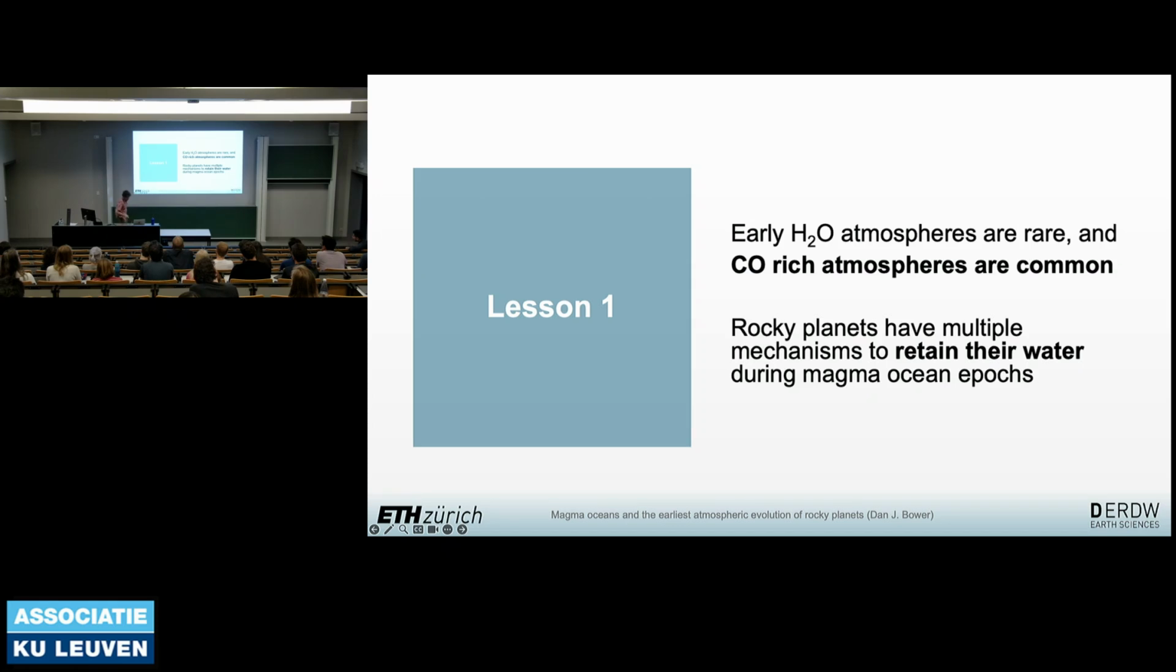Okay, so I'll wrap up here with a couple of lessons that I would like you to sort of take away from this talk. Okay, so first of all, interpret H2O atmospheres cautiously when you read about them. Okay, they are extreme end members. They assume a lot of catastrophic outgassing and often do not consider the effect of solubilities. And therefore, when you do this, CO-rich atmospheres are actually the most common statistically to have for terrestrial planets. Rocky planets have multiple mechanisms to retain their water during magma ocean epochs.